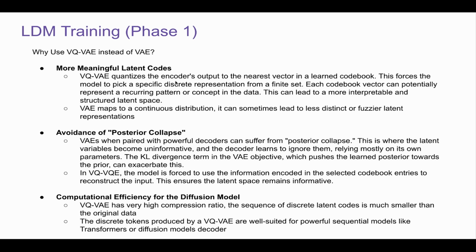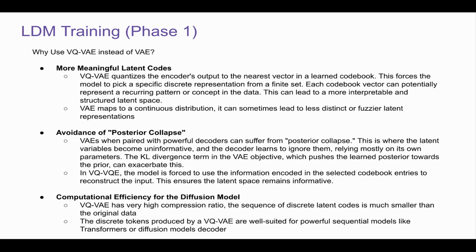VQ-VAE quantizes the encoder's output to the nearest vector in a learned codebook. This forces the model to pick a specific discrete representation from a finite set. Each codebook vector can potentially represent a recurring pattern or concept in the data. This can lead to a more interpretable and structured latent space. This is a big advantage, especially if you're generating categorized data.